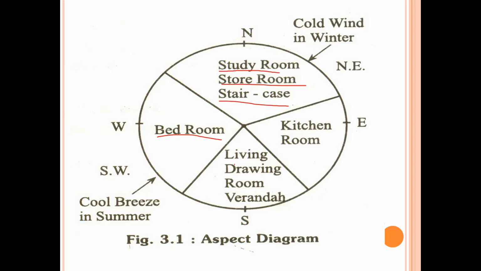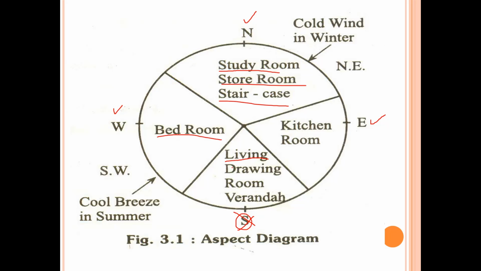Then the living drawing room or verandas to the southern portion. Here we have sunlight in the entire year, so we can place the living room there. But while planning, keep this in mind. As per Vastu Shastra, we have to keep the main entrance door of our house either to the east, to the north, and sometimes to the west, and never to the south.